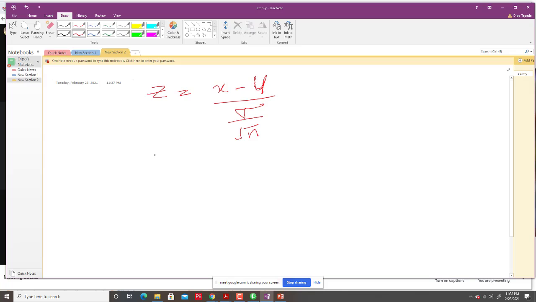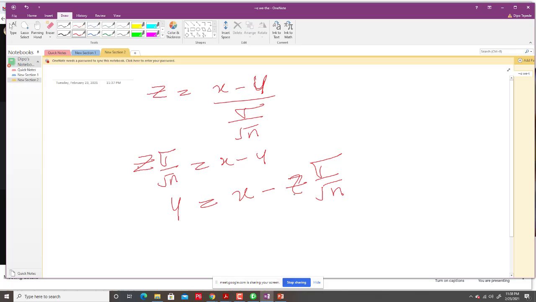So if we arrange this, we'll have Z sigma over square root of n equals x minus mu. If we take this mu to this side and take this guy to the other side, we'll have mu equals x minus Z sigma over square root of n. So this is the population mean. This mu here is the population mean.